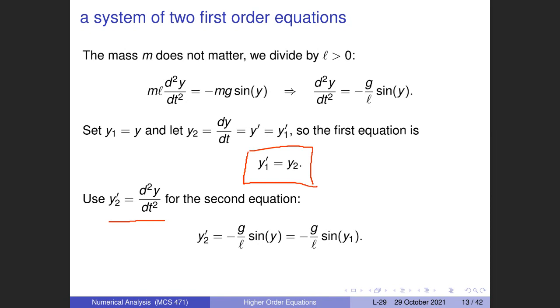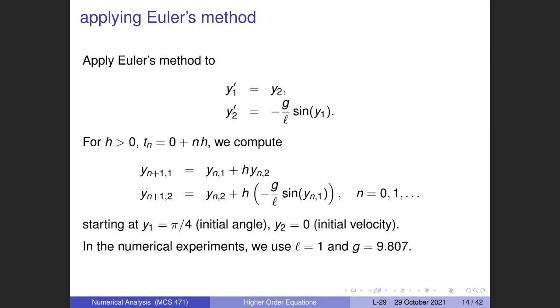and we write this in the standard form. Derivatives come to the left, and then we have our original problem. All right, it's ready now for application of Euler's method. So we apply Euler's method to this problem, which has two variables, y1 and y2, and we are going to compute approximations for the deviation that the pendulum makes by stepping forward in time.